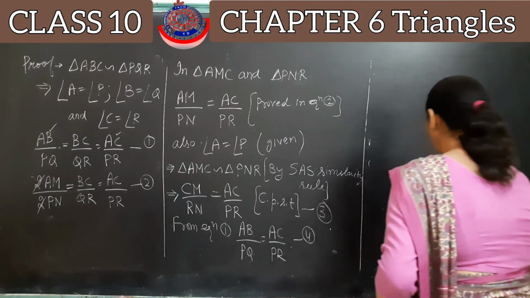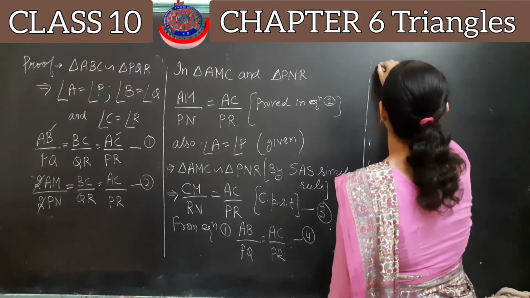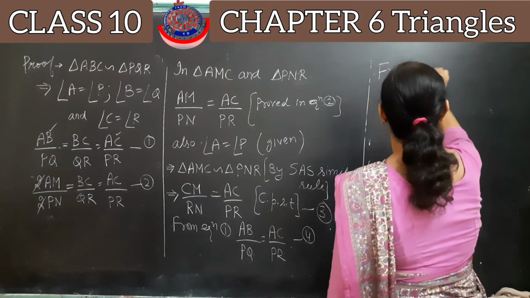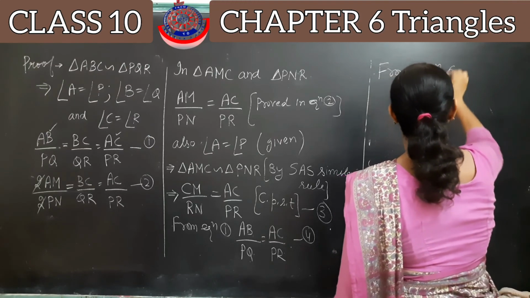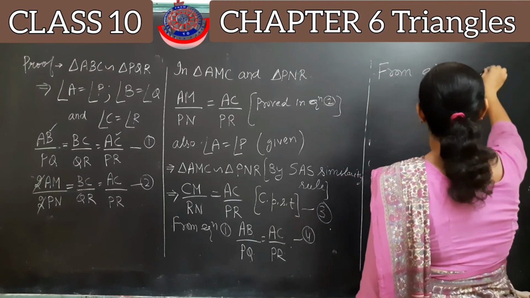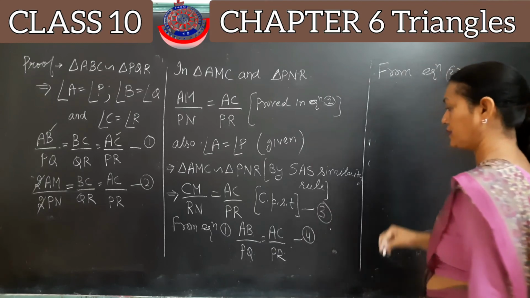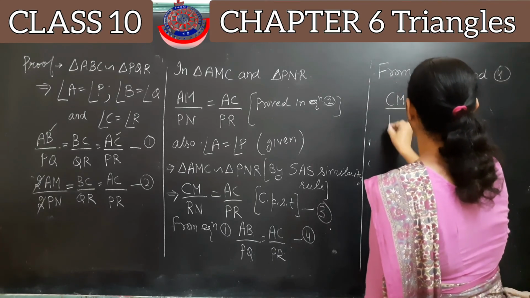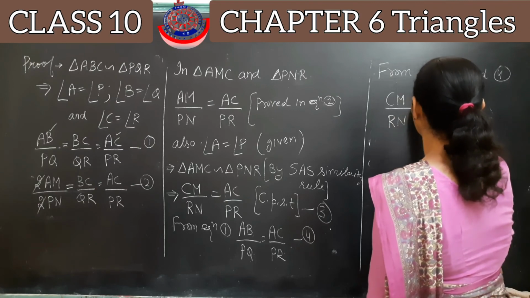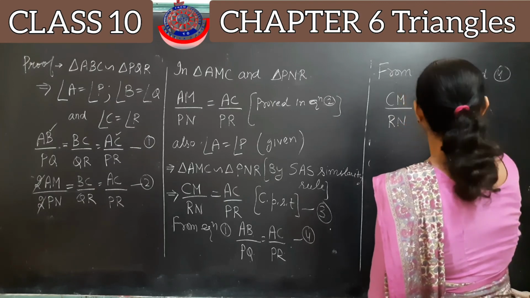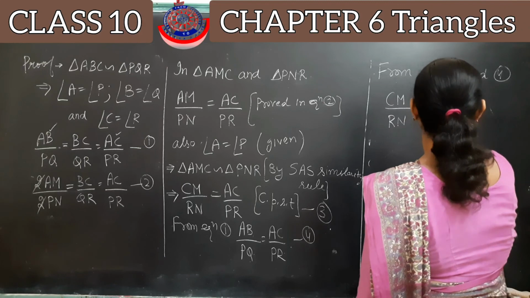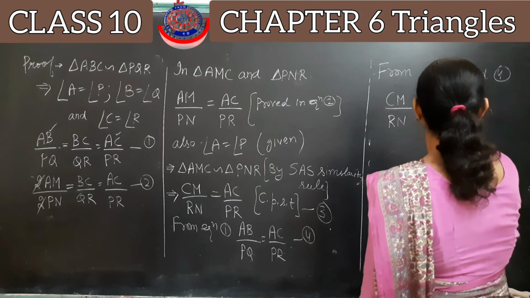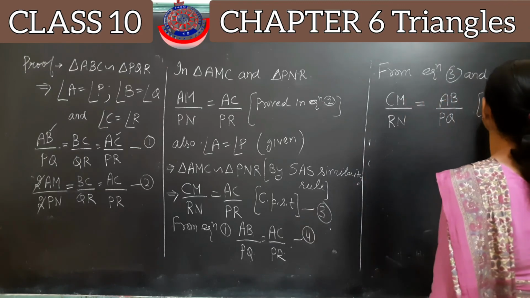So from equations 3 and 4, we have obtained that CM upon RN is equal to AB upon PQ. Hence proved.